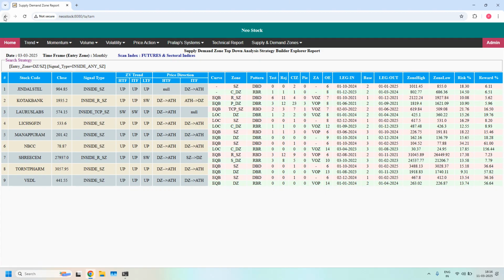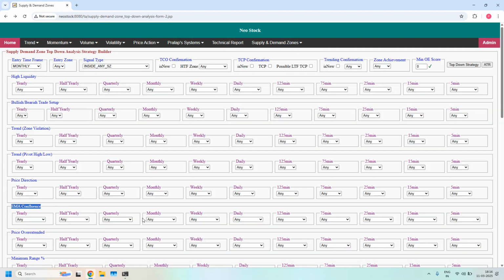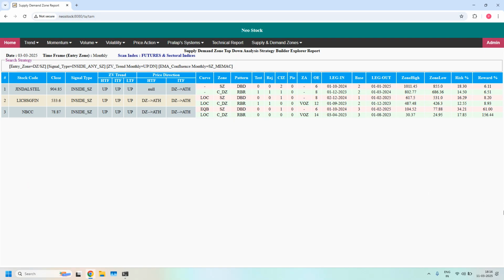Let's verify. In the EMA confluence at monthly, checking monthly supply zone having monthly EMA confluence, and trend on the monthly should not be sideways. It can be up or down. Now the list has come down to 3 stocks. These 3 monthly supply zones are having monthly EMA confluence, and also current price closed inside those monthly supply zones.